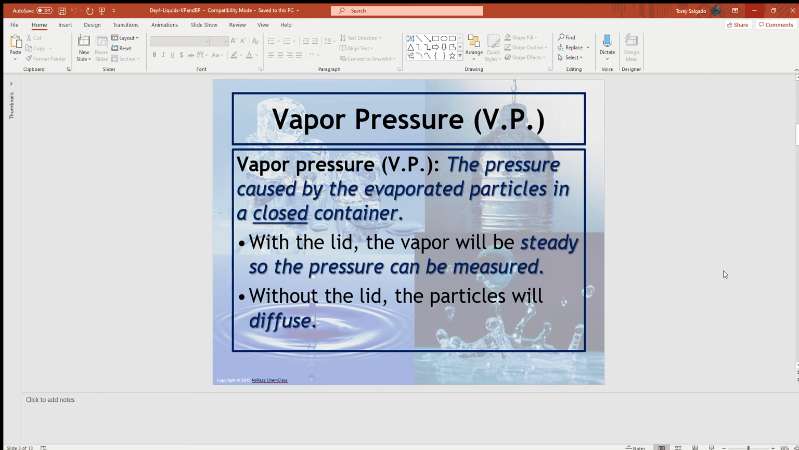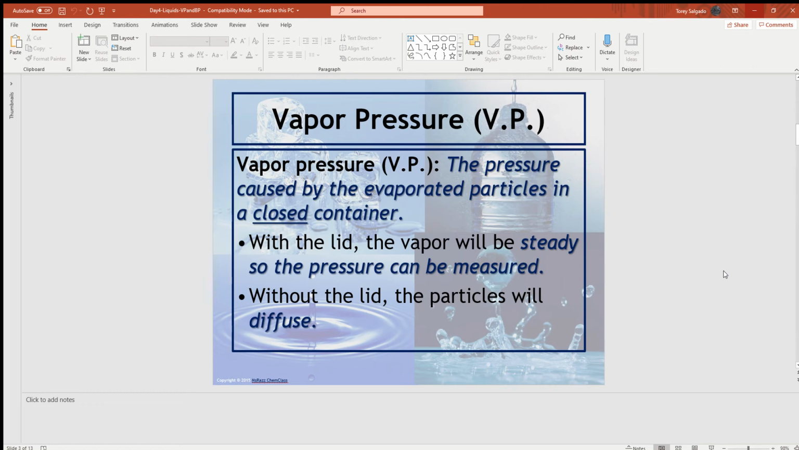Vapor pressure, also known as VP, that's the abbreviation, is the pressure caused by the evaporated particles in a closed container. We talked about last lesson how there's that equilibrium in a closed container. Liquids are changing to gas particles, and gases are changing back to liquids, okay? Any of those liquids that are changing to gas particles are contributing to the gas pressure building up inside that closed container. Since we call that gas a vapor, the pressure that builds up in there is called vapor pressure.